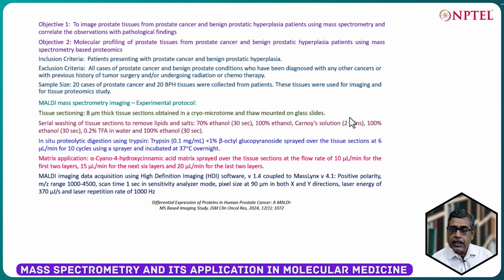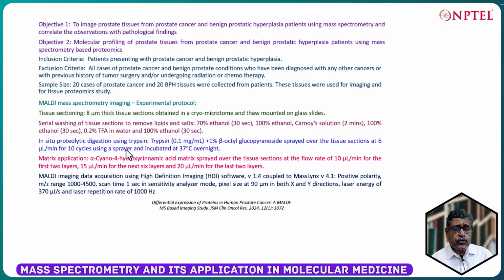So, that has 3 solvents. Within the Carnoy's solution we will put it for 2 minutes, then again back to 100% ethanol for 30 seconds, then 0.25% TFA, trifluoroacetic acid in water, again 30 seconds, and then 100% ethanol for 30 seconds.